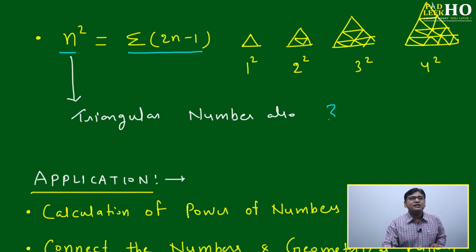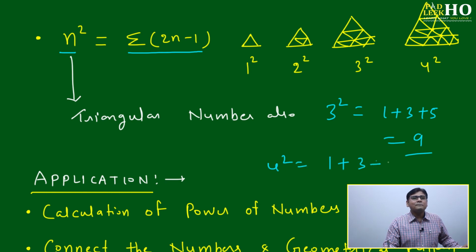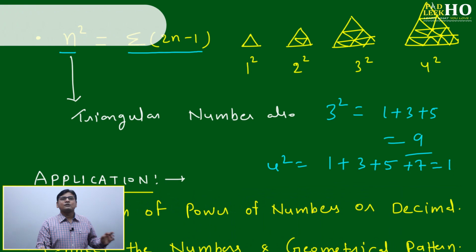Like if you want to find 3 square, you have to add the first 3 odd numbers: 1 plus 3 plus 5. This is 9. 3 square is 9, we know. 4 square, you have to do 1 plus 3 plus 5 plus 7. It is 16. 4 square is 16.